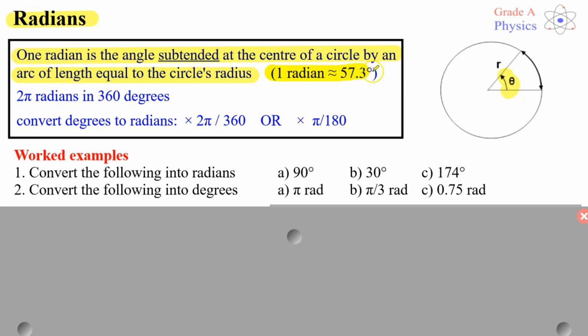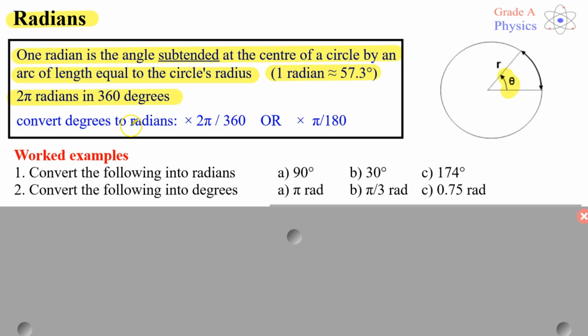So 1 radian is approximately 57 degrees, and you probably know already that we have 2 pi of these in 360 degrees. Remember that pi is a number, 3.142, so it's 2 times that. So it's not a round number. This is why we use pi.